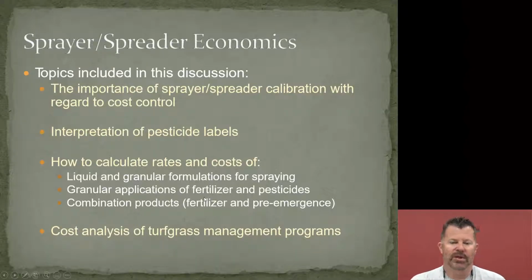Topics included in this discussion: the importance of sprayer-spreader calibration with regard to cost control. We do want to reduce our cost. We want to be in business next year. We don't want to go out of business because we're applying more product than we should. We're going to interpret pesticide labels, and then we're going to learn how to calculate the rates and cost of liquid and granular formulations for spraying, granular applications of fertilizer and pesticides, and then a combination of products of fertilizer and pre-emergence, what we're putting out in the springtime for our crabgrass control.